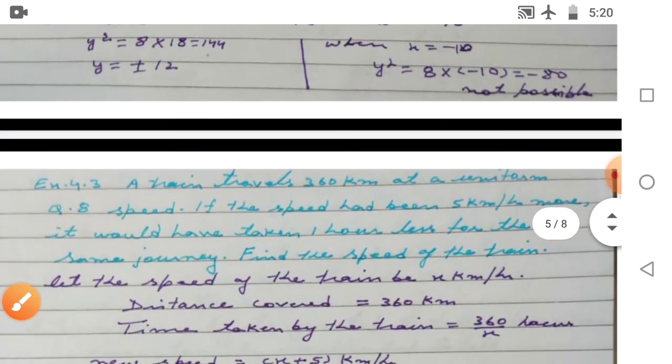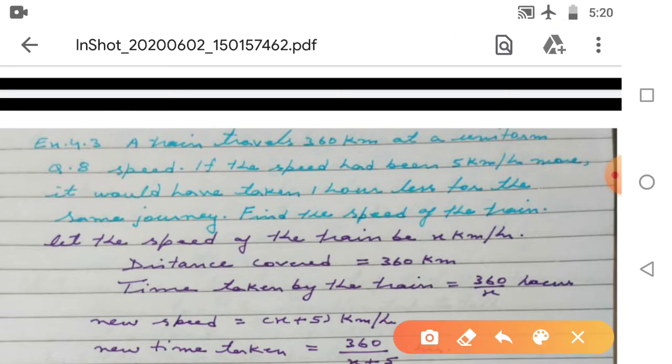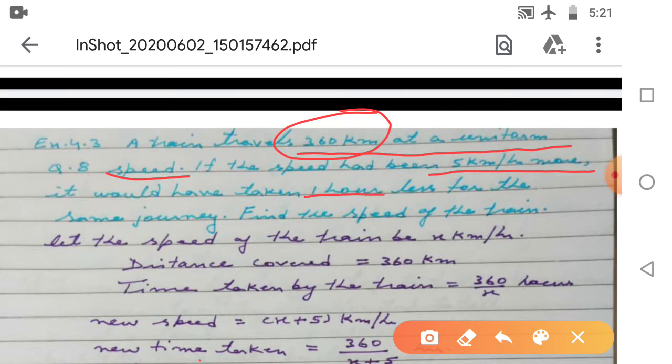Now, look at question number 8, and the question is: a train travels 360 kilometer at a uniform speed. The distance covered is 360 kilometer. If the speed had been 5 kilometer per hour more, it would have taken 1 hour less for the same journey. Find the speed of the train.